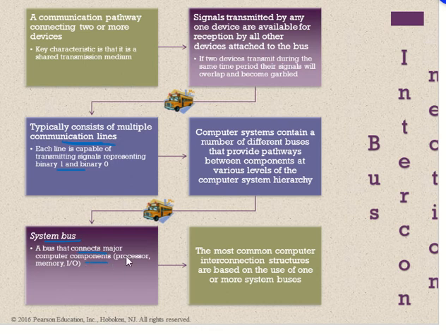So what are the major computer components? Of course, the three major components: processor, I/O, and memory. The bus connecting these three components is called the system bus. The most common computer interconnection structures are based on the use of one or more system buses. So you will have one system bus or more.